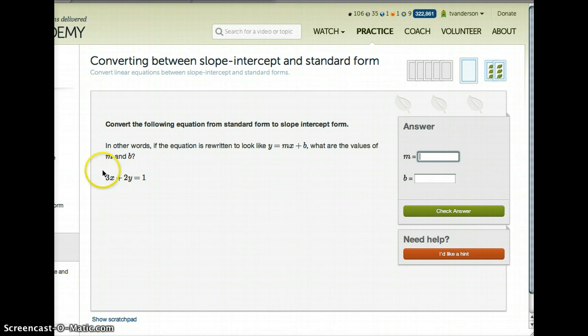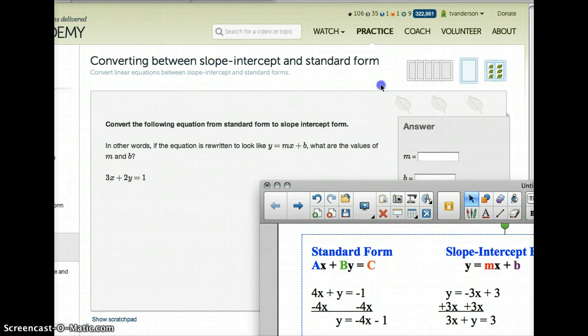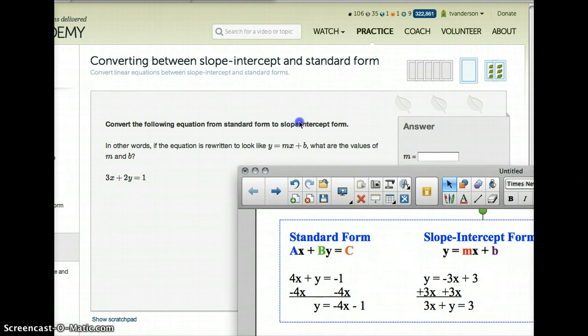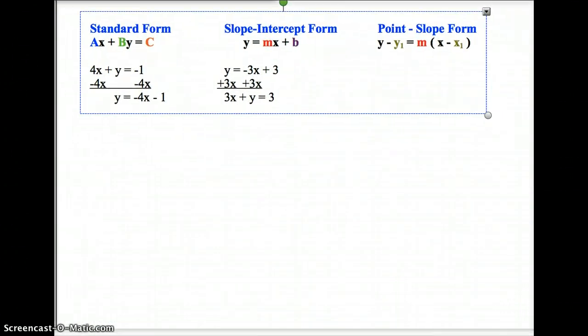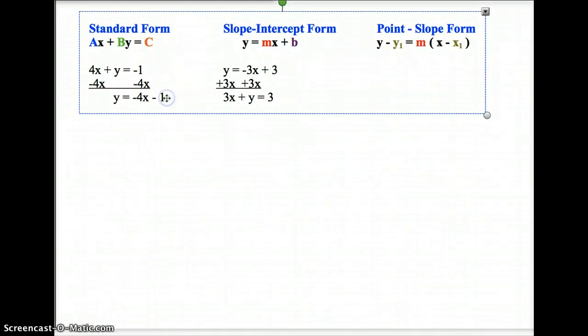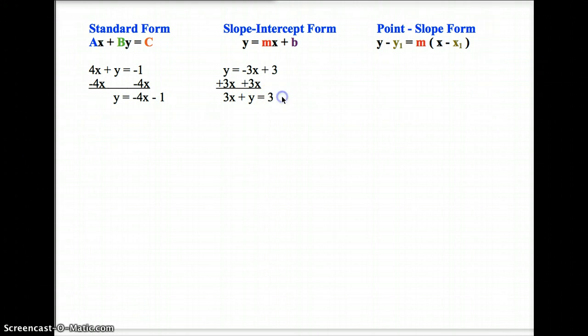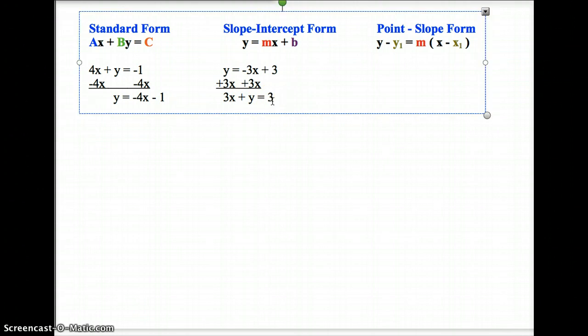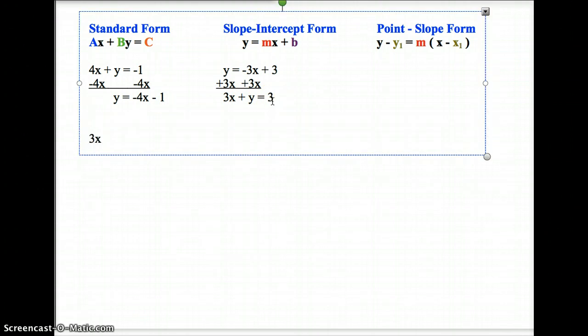All right. We're back to another example having a standard form, 3x plus 2y equals 1. I like this one because there's just a touch more work to do on this one, so let's take care of that. So we have 3x plus 2y equals 1.